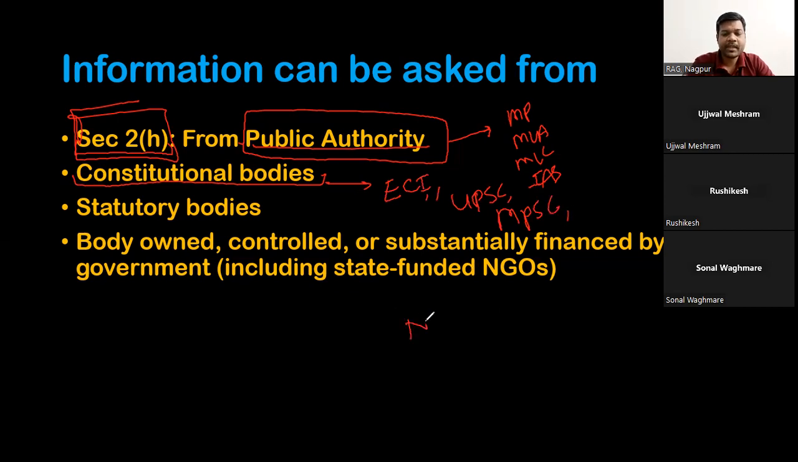Then NCSC, NCST, NCOBC. These are the constitutional bodies: National Commission for Scheduled Castes, National Commission for Scheduled Tribes, National Commission for Other Backward Classes. So the bodies which find their mention inside the Constitution of India are the constitutional bodies, and these constitutional bodies come under the ambit of this RTI.